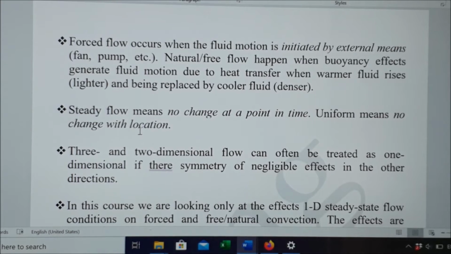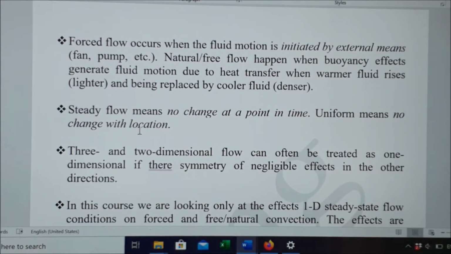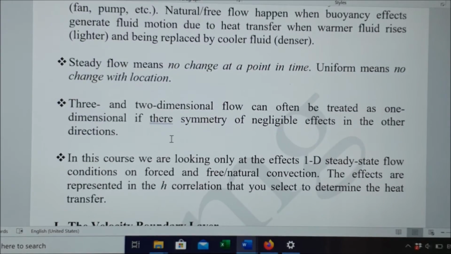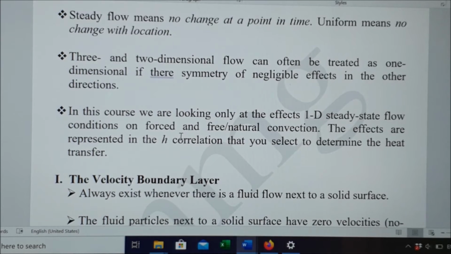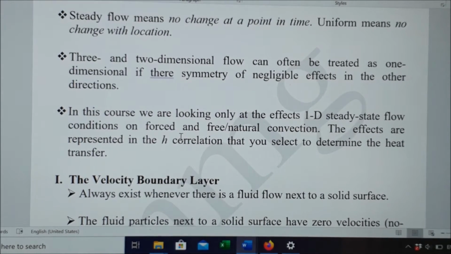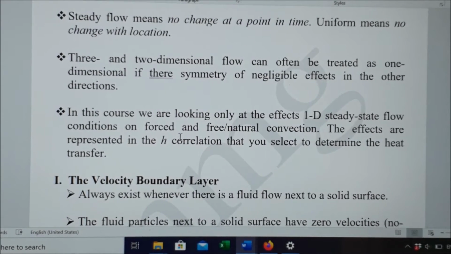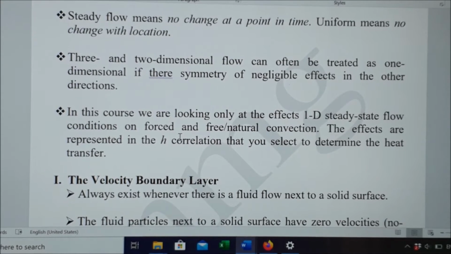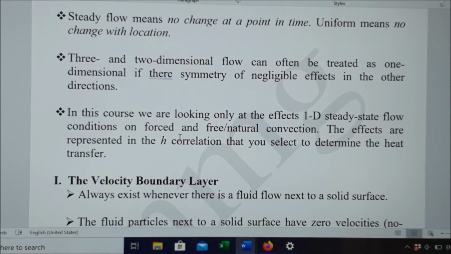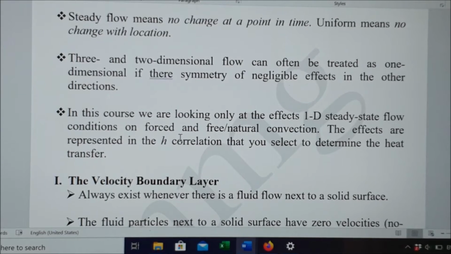Steady flow means no change at a point in time. Uniform means no change with location. Take note of that difference between steady and uniform. Three- and two-dimensional flow can often be treated as one-dimensional if there is symmetry or negligible effects in the other directions. In this course, SKMM3443, Section 5, Section 6, we will be looking only at one-dimensional steady-state flow conditions on forced and free convection. The effects are represented in the h correlation that you select to determine heat transfer, and there are many.